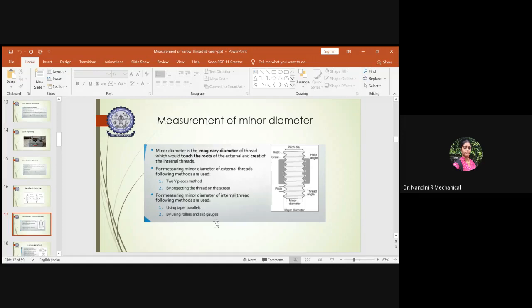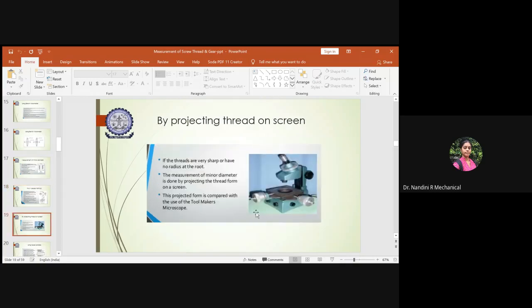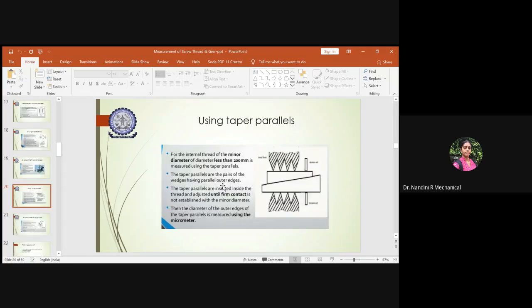Similarly, we had two measuring methods to measure the minor diameter of internal threads. Those were using taper parallels, and using rollers and slip gauges. Then we dealt with how the 2V piece method works in order to determine the minor diameter. We also derived an equation, where that will be equal to D plus or minus R1 minus R2. And then we went on to determine the minor diameter by projecting the thread on a screen, using the microscope directly to project the thread and determine the minor diameter value.